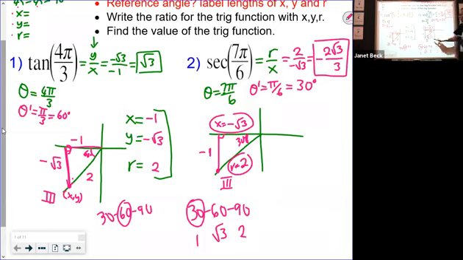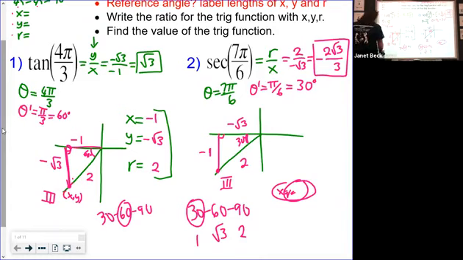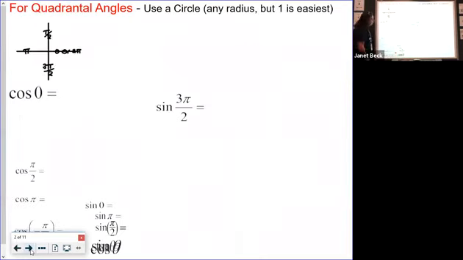This picture here could be used to find any of the 6 trig functions. We just happen to be asked for secant. Right, let's move on and do something else now. On your homework yesterday, you had some problems about quadrantal angles, and I hadn't really covered them in the lesson. So let's talk about those now.